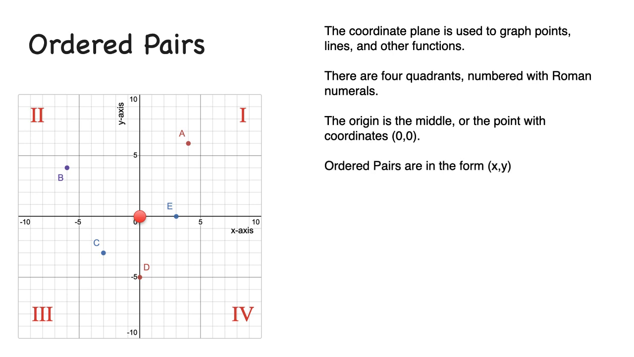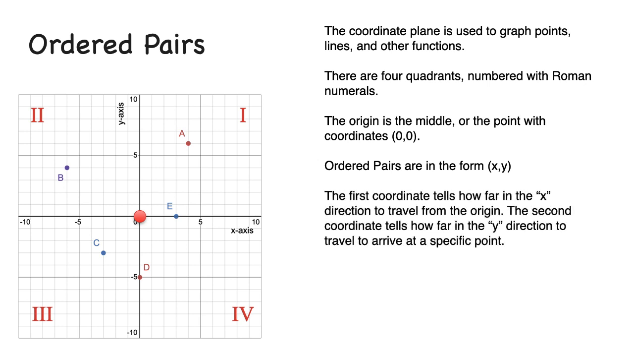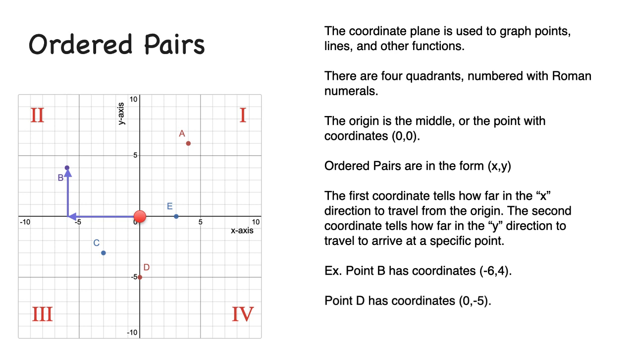Ordered pairs are written in the form x, y. The first coordinate tells how far in the x direction to travel from the origin. The second coordinate tells how far in the y direction to travel. For example, point B has coordinates -6, 4. So from the origin, we travel 6 to the left and then 4 up. Point D has coordinates 0, -5. From the origin, we travel 5 in the negative direction on the y-axis.